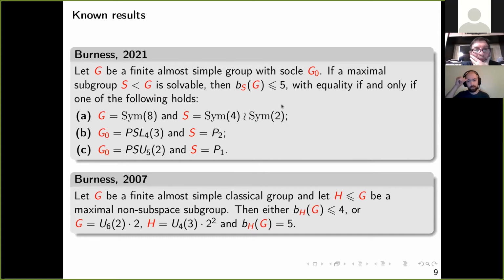This result is a bit trickier to understand. So this result is about maximal subgroups. They don't have to be solvable. The thing is that we can use results about maximal subgroups because, of course, any solvable subgroup lies in a maximal subgroup of an almost simple group.